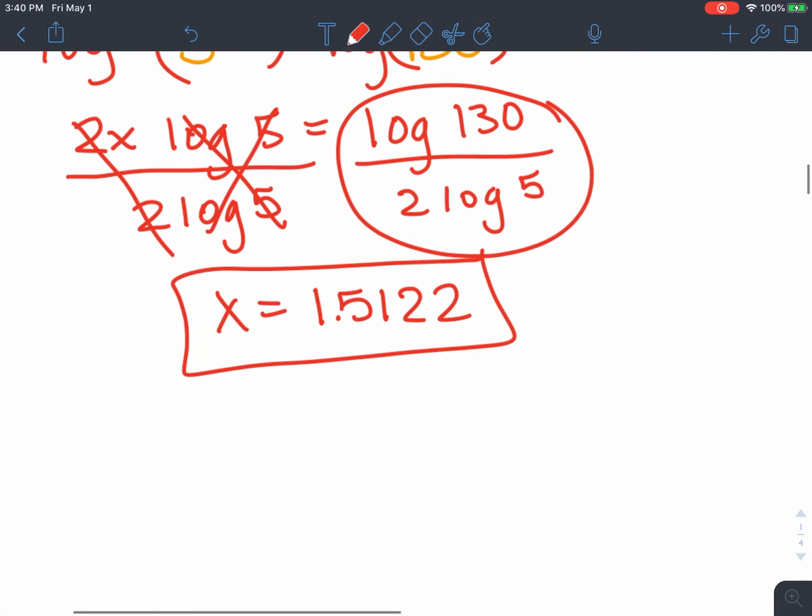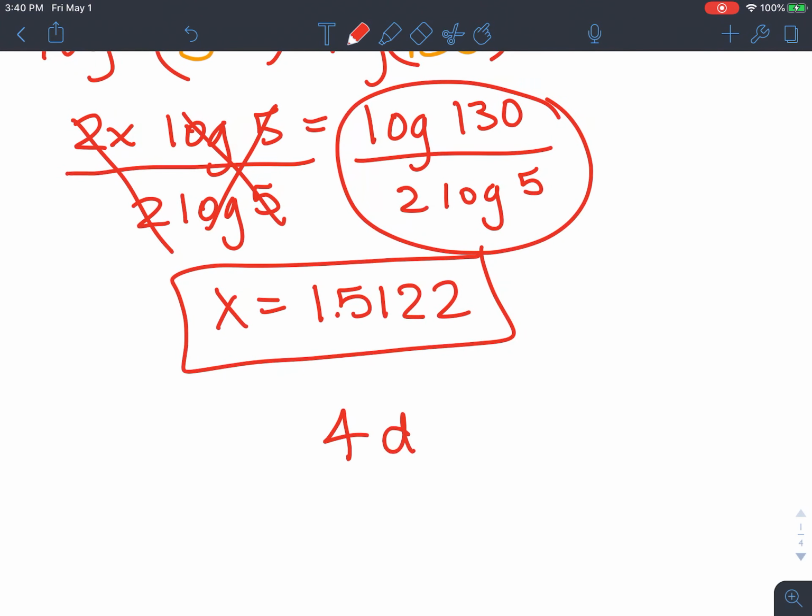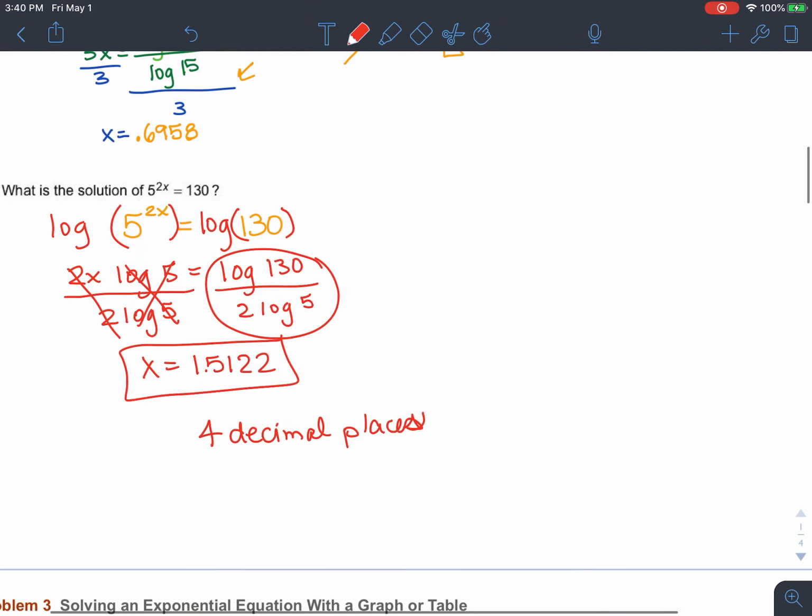Generally, the book is asking you for 4 decimal places. And the reason why they want to be so precise is because even just a minor difference in an exponent makes a huge difference in the ultimate answer.